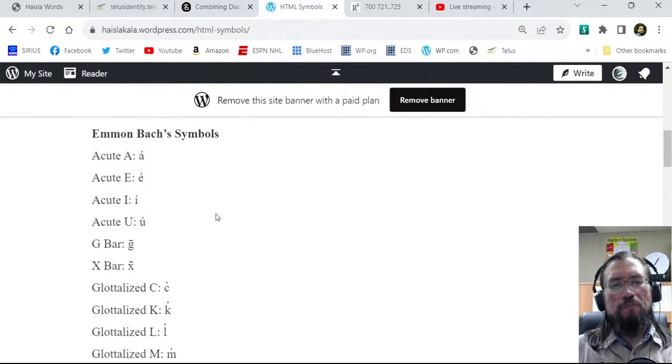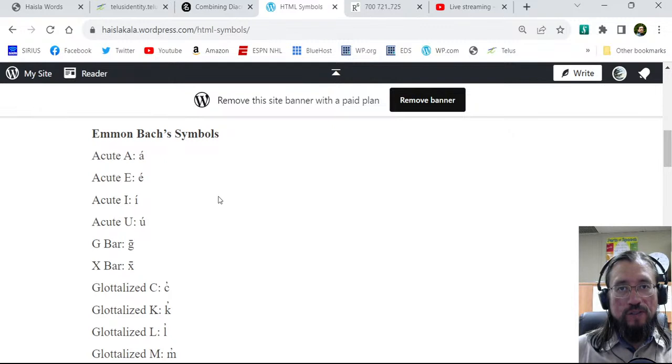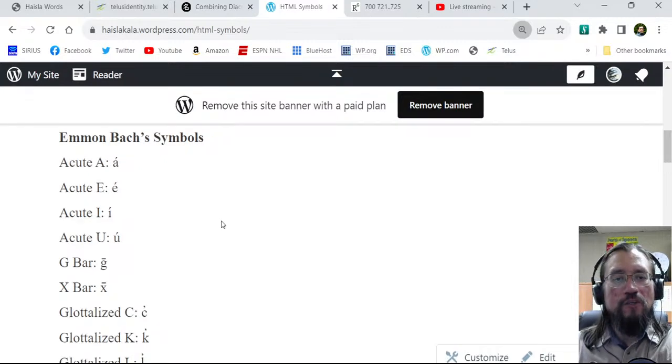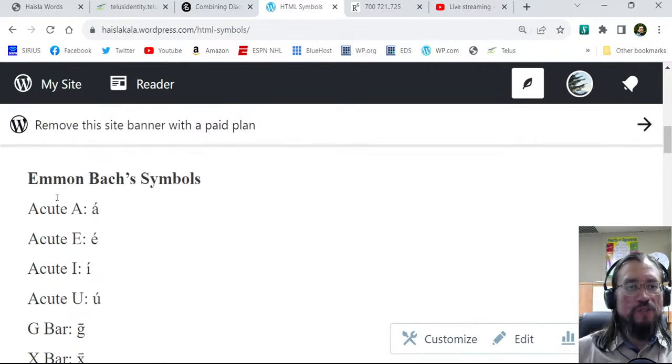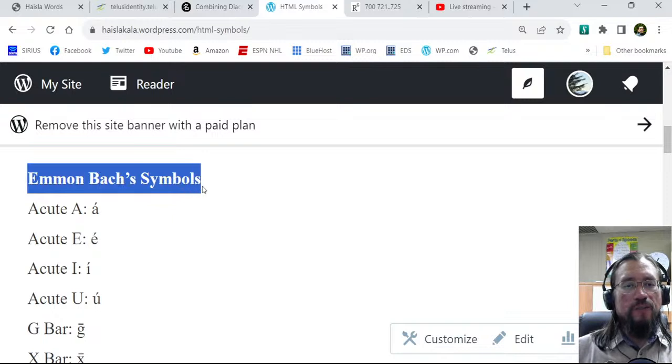So I'm going to talk about different linguists and the different symbols that they used. What I'm going to do is zoom in a little bit here so you can get a better look at these symbols. I started off with M. Bach. He was actually the last linguist that worked with the Isla language.